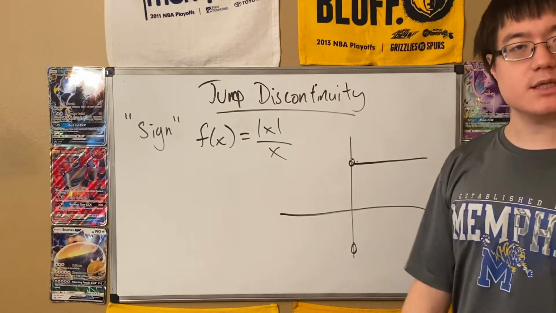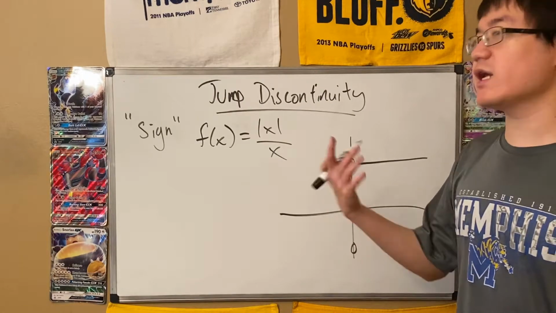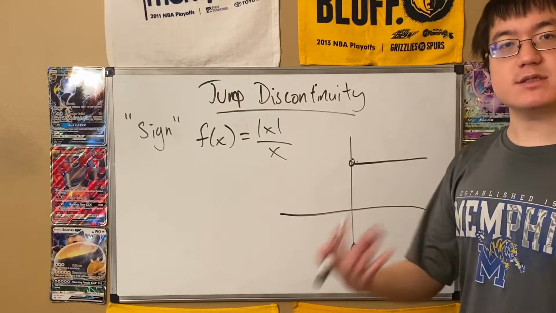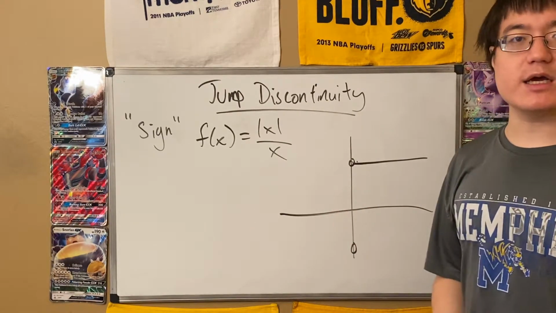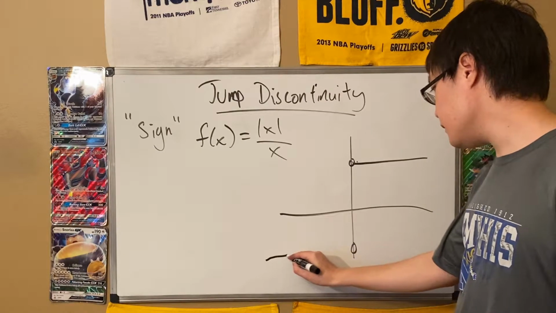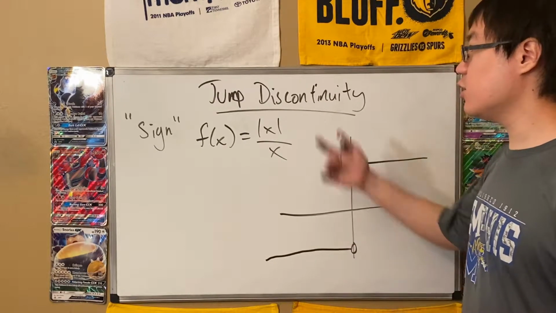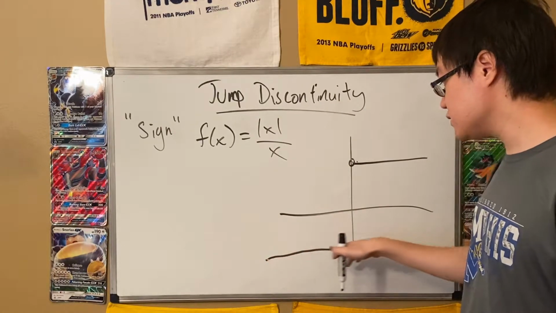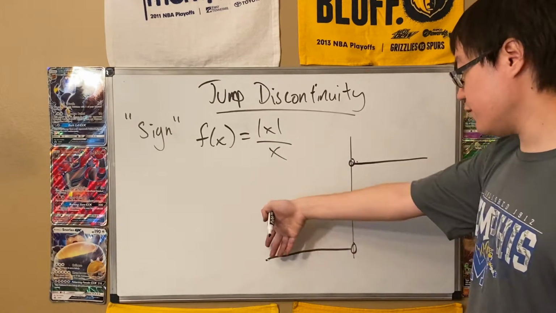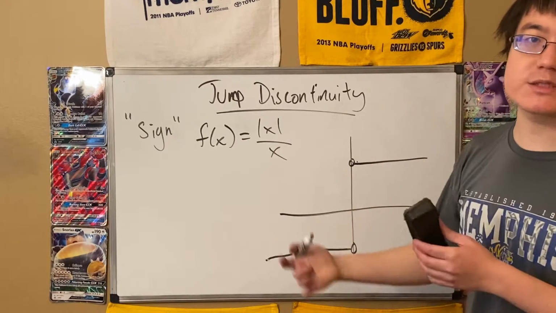For example, if you plug in negative 6, the absolute value of negative 6 is 6. 6 divided by negative 6 is negative 1. So this is going to be our function here. This is what is called a jump discontinuity, because if you have this function, you're jumping, look at my little fingers, you're jumping onto the next function.